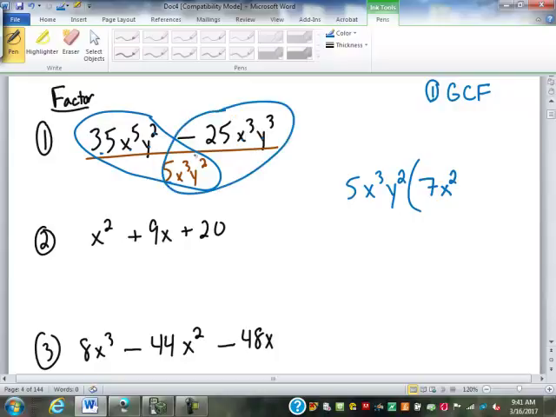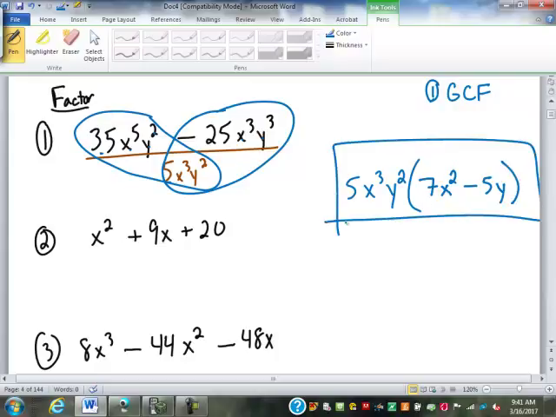Y squared divided by y squared cancels out. Negative 25x to the 3rd y to the 3rd divided by 5x to the 3rd y squared. So negative 25 divided by 5? Negative 5. X to the 3rd divided by x to the 3rd? Cancels out. Y to the 3rd divided by y squared? Just y. 3 minus 2 is 1, so y to the 1 or just y. So we have 5x to the 3rd y squared times the 7x squared minus 5y.